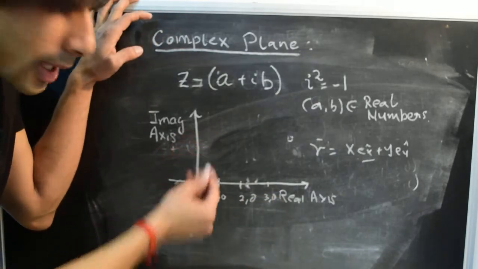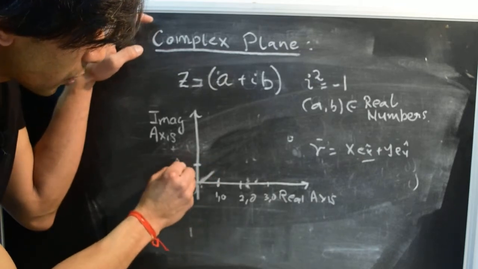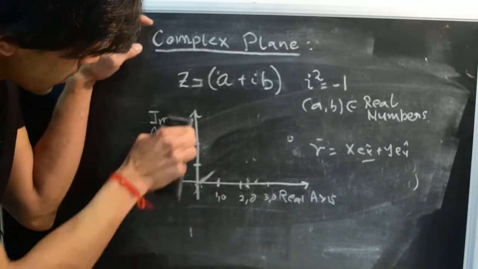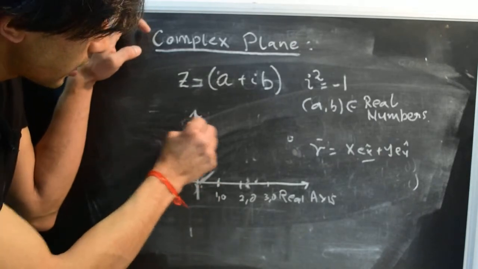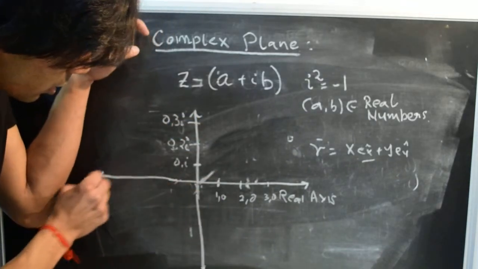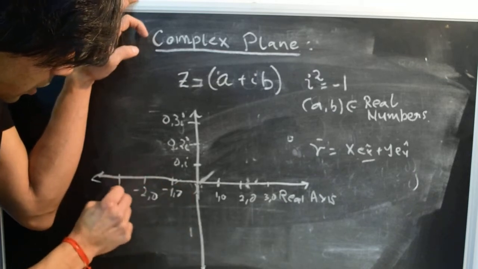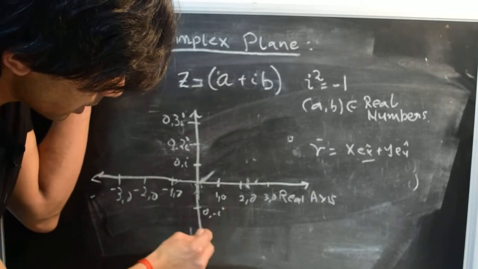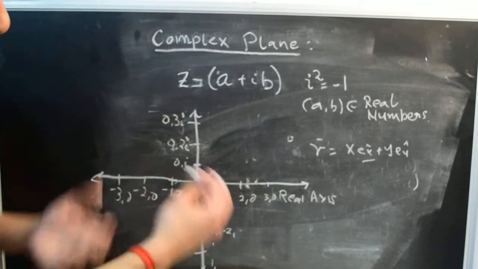Now, if we move along the vertical axis, then if we move 1 unit, we arrive at the point 0, i. If we move 2 units, we'll arrive at the point 0, 2i, and 3 units, 0, 3i, and likewise it extends in the negative direction. So here we'll have -1, 0, -2, 0, -3, 0, and so on, and then we'll have 0, -i, 0, -2i, and so on. So this is the labeling.